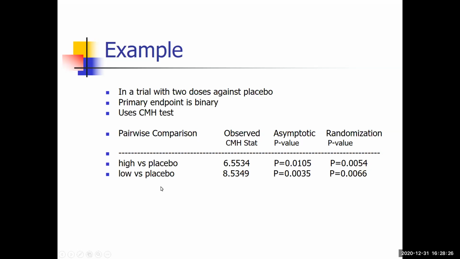And we did the same thing for the low dose versus placebo. You look at the 8.5349 among the 10 million permutations and look at how many of them are greater than this value. You count the number, divide by 10 million, and you get a p-value of 0.0066.